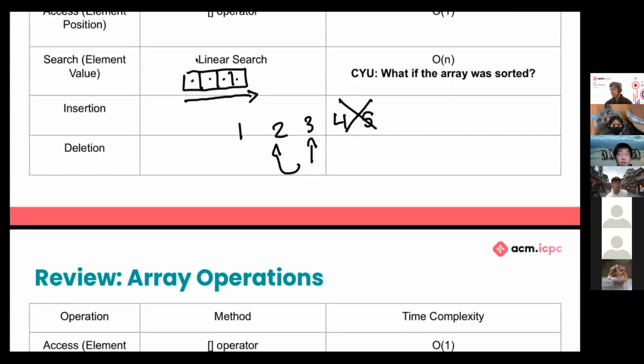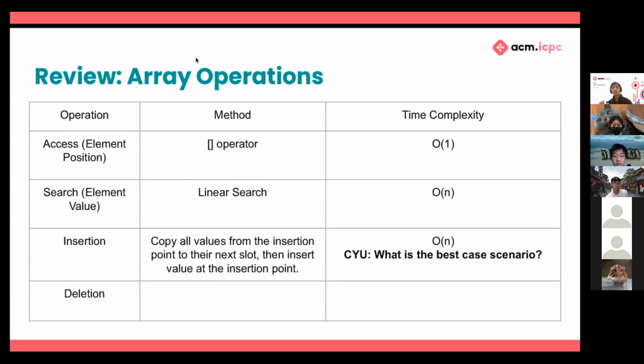So yeah, what Angela said is correct. You want to copy all of the values from the insertion point 1 slot forward so that you now have a space to insert the value. And the time complexity for this is going to be O of n, but is there any way we can get that faster? What would be the best case scenario for an insertion? Where would we want to insert that element?